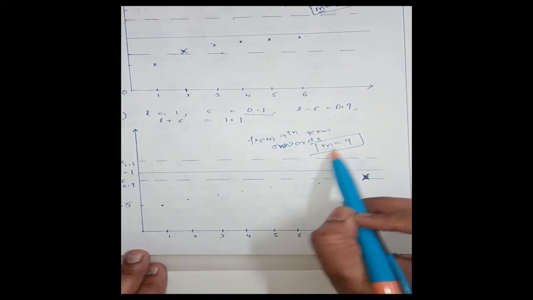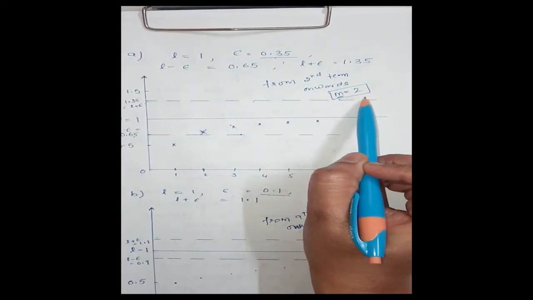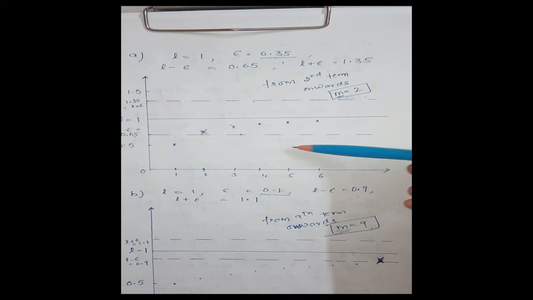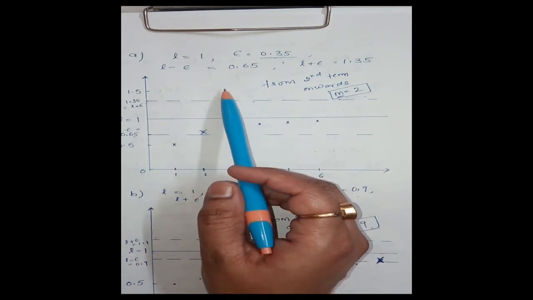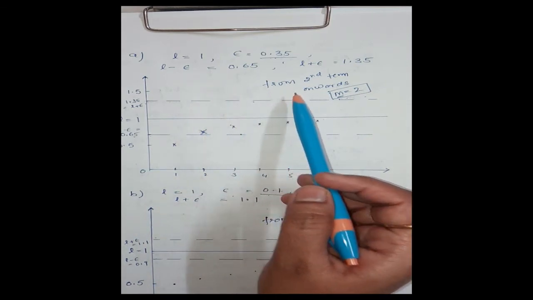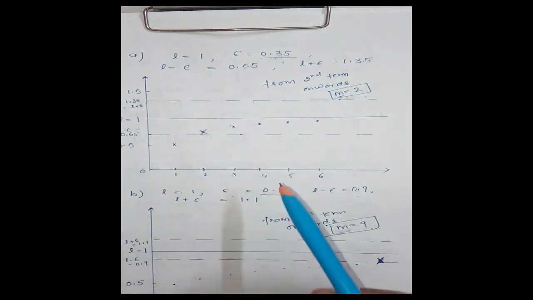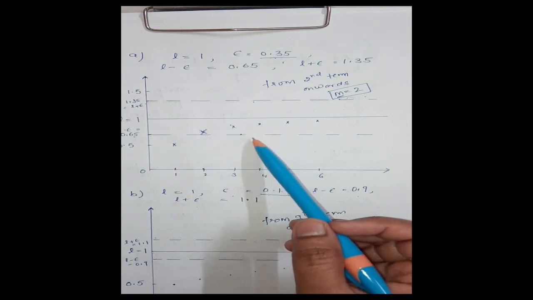When we have taken epsilon to be 0.1, then M is 9. This value of M will depend on epsilon. When epsilon was 0.35, M was 2, and when epsilon is 0.1, M is 9. From these two graphs, we observe that as n increases, a_n tends to 1. Here also, as n increases, the sequence tends to a finite number, say L, and here L is 1. Clear?